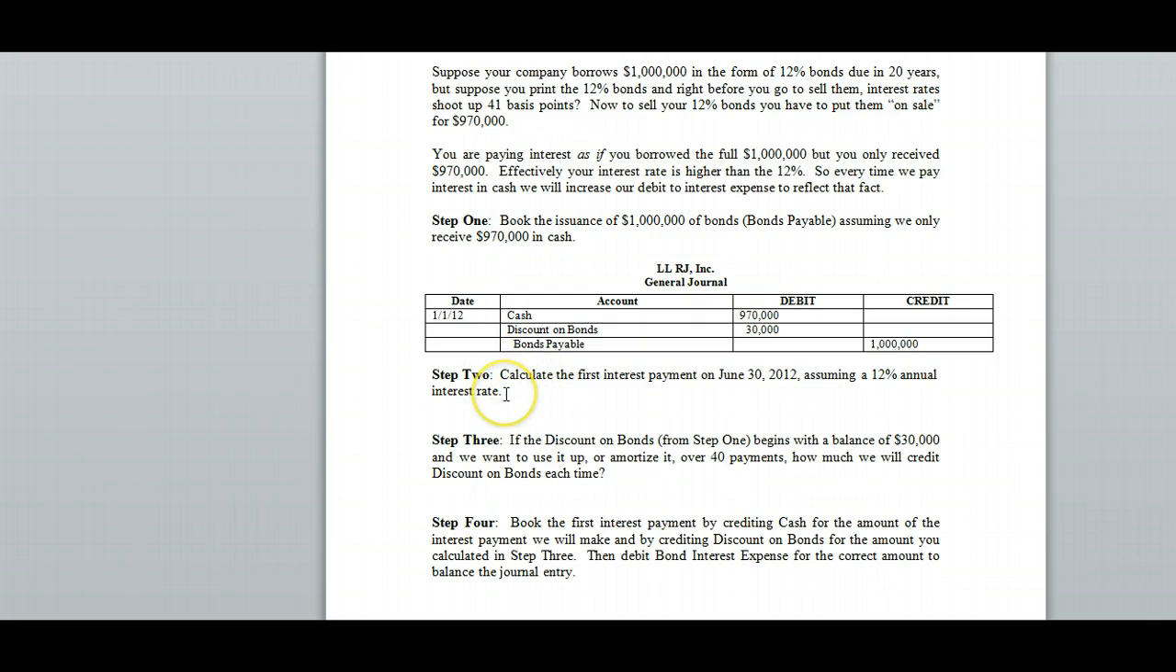For step 2, calculate the first interest payment due. Well, $1 million times 12% is $120,000. But since bonds usually pay interest twice a year, we only have to pay half of that. In other words, we only have to pay $60,000 in cash. We're going to take this $30,000 worth of discount on bonds and amortize it, or turn it into interest expense over 40 payments. 20 years times 2 is 40. So we're going to take that $30,000 and divide it by 40 and discover that we're going to amortize it for $750 every time we make a bond payment.